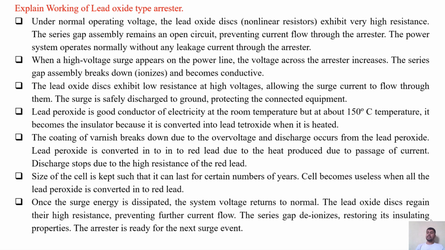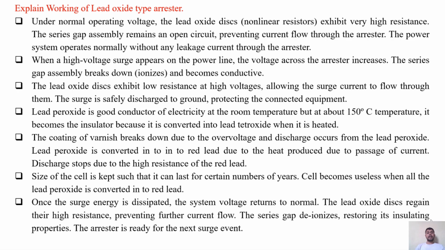Lead peroxide is a good conductor of electricity at room temperature, but at about 150 degrees Celsius it becomes an insulator because it is converted into lead tetroxide when heated. The coating of varnish breaks down due to this overvoltage and discharge occurs from the lead peroxide. Lead peroxide is converted into red lead due to the heat produced by the passage of current. Discharge stops due to the high resistance of the red lead.